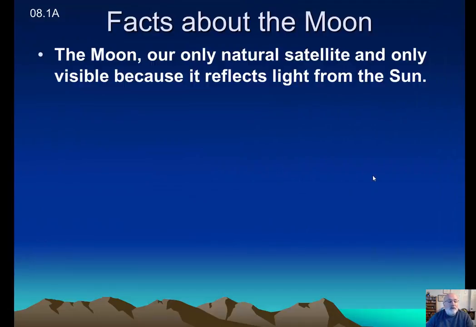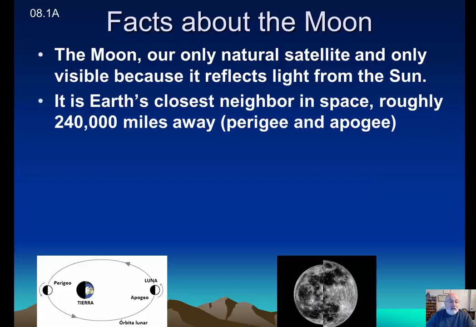So, some facts about the moon. The moon is our only natural satellite. We've got lots of artificial ones, but it's also only visible because it reflects light from the sun. It does not produce its own light. It is our closest neighbor in space. It's roughly 240,000 miles away, and again, we do have perigee, which is the close moon, and apogee, in the orbit of the moon going around.